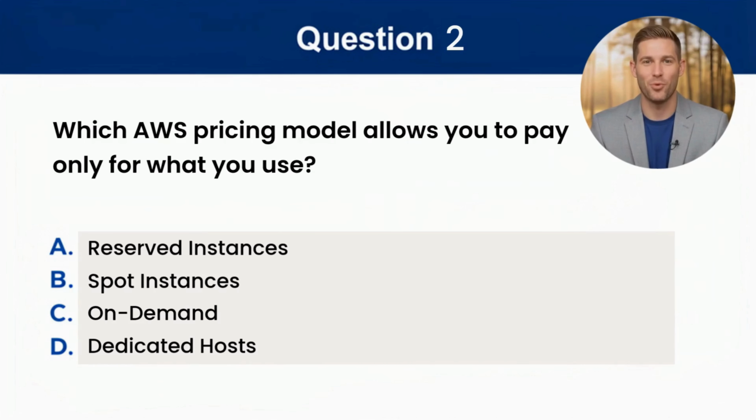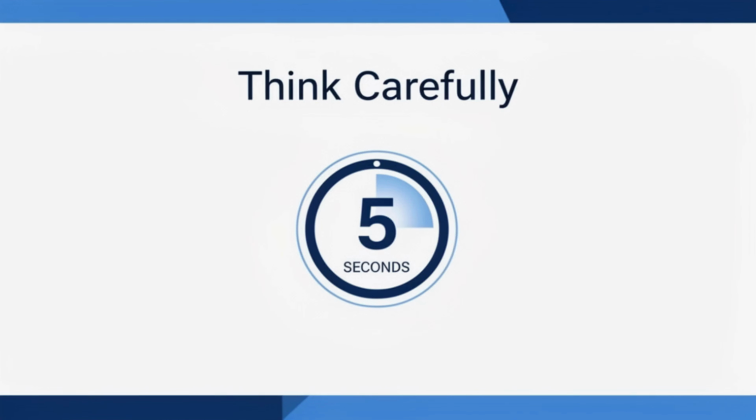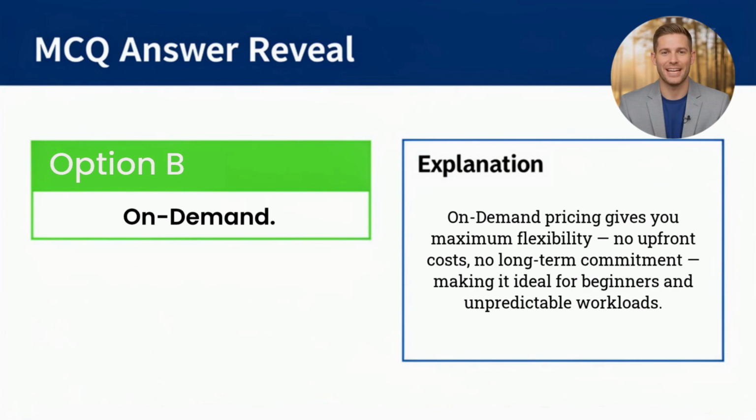Question 2. Which AWS pricing model allows you to pay only for what you use? A. Reserved instances. B. Spot instances. C. On-demand. D. Dedicated hosts. Pause and think about the best option. The correct answer is C. On-demand. On-demand pricing gives you maximum flexibility, no upfront costs, no long-term commitment, making it ideal for beginners and unpredictable workloads.